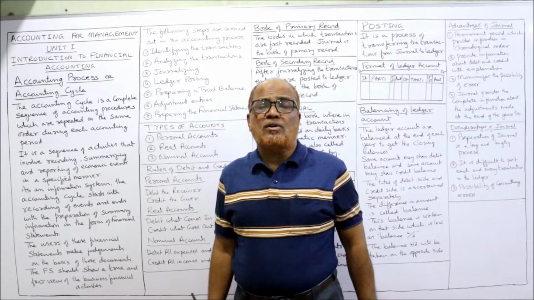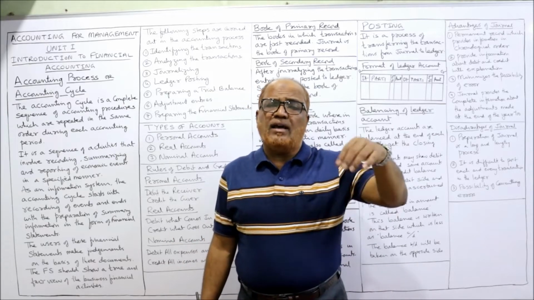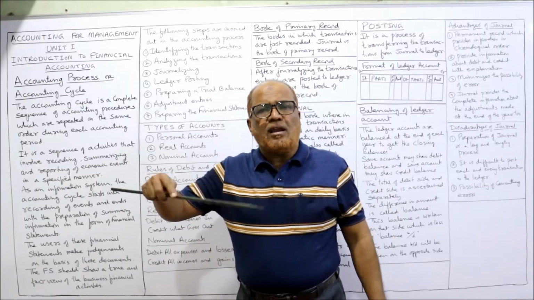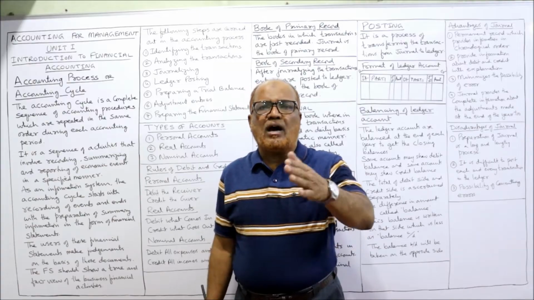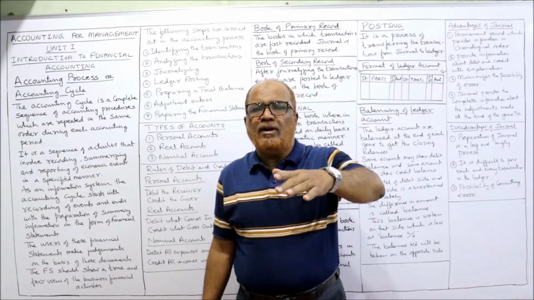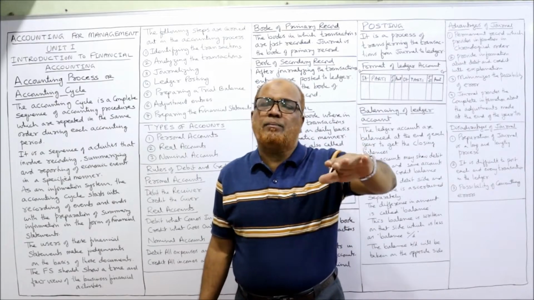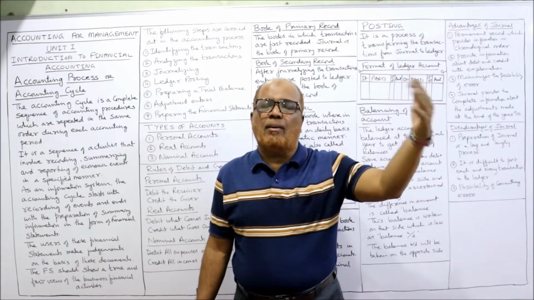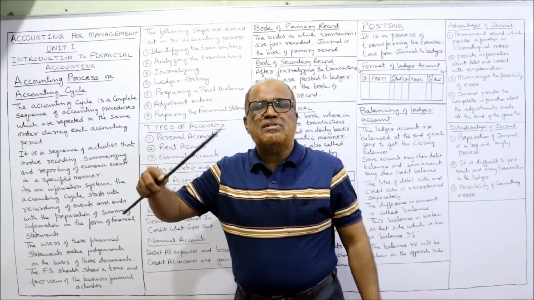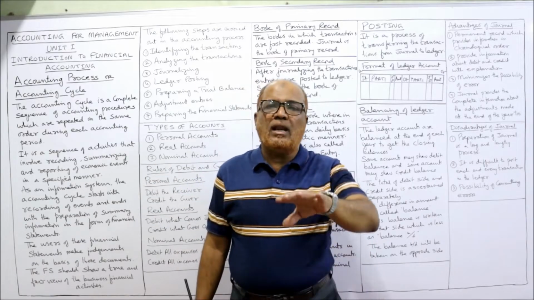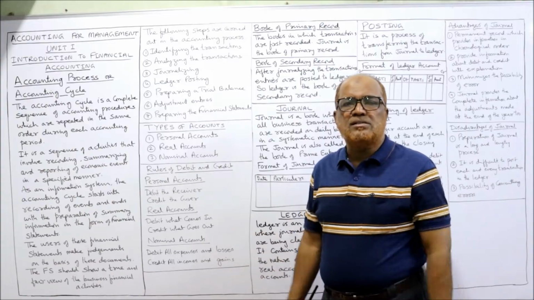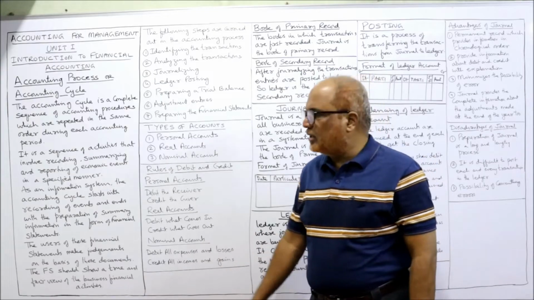So accounting consists of recording, classifying, summarizing, analyzing, interpreting. These things are repeated every year, one after the other. First recording will take place, then classifying, after that summarizing, after summarizing, analyzing, interpreting, communicating. These steps are continuously followed one after the other every year in a specified manner. That is called accounting process or accounting cycle.